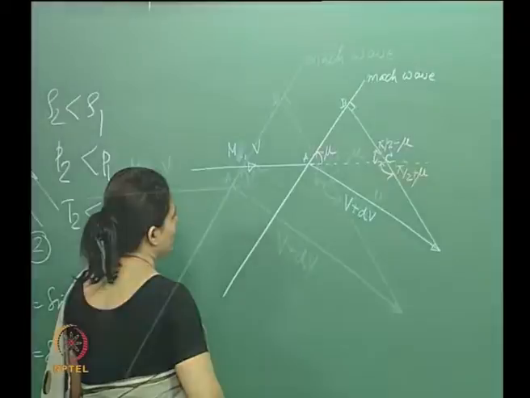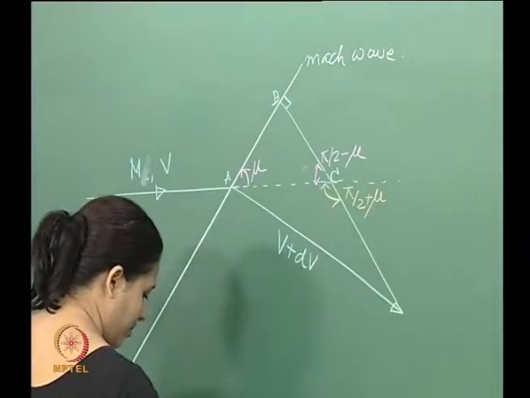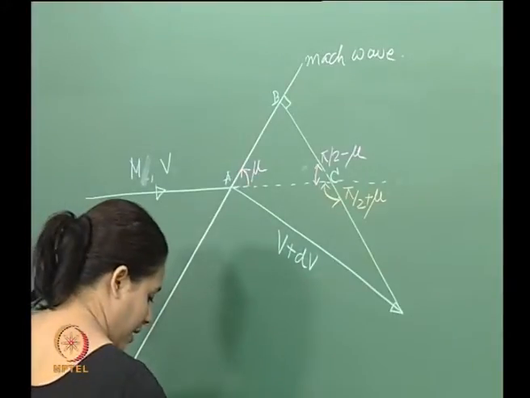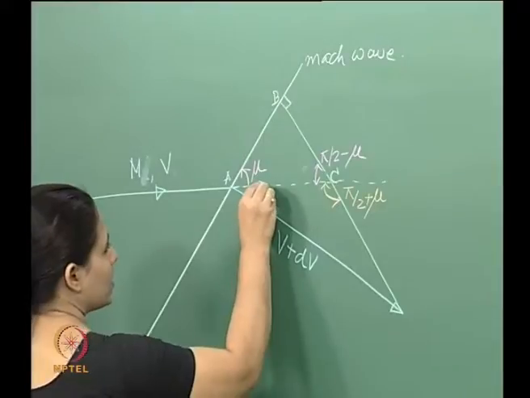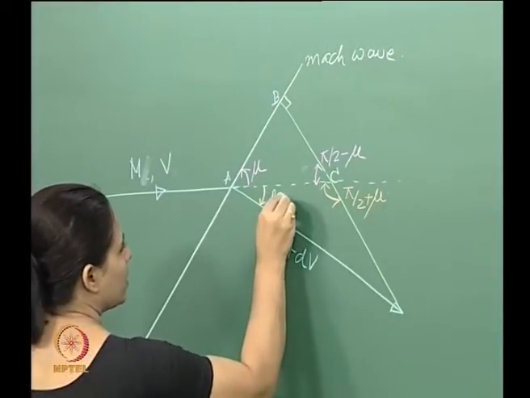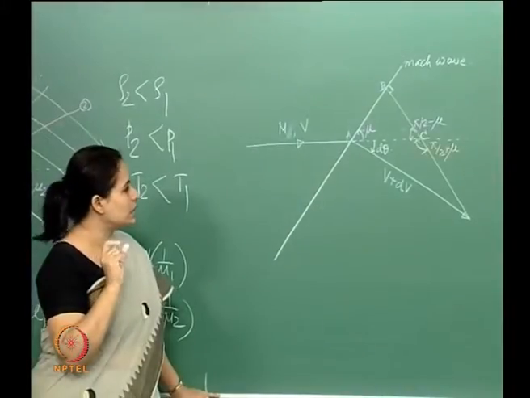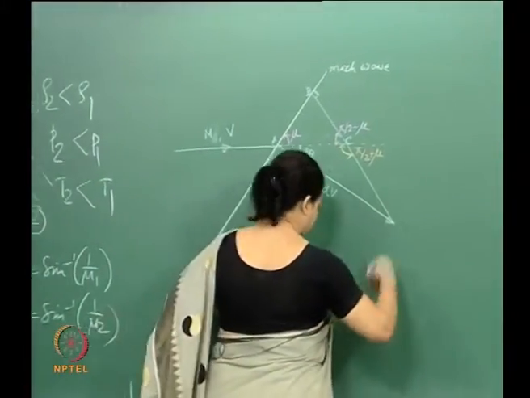Okay. So if that is so, and let's say that this angle has been turned by say d theta. So this Mach wave is able to turn the flow by an incremental angle d theta, right. Then what does it make?